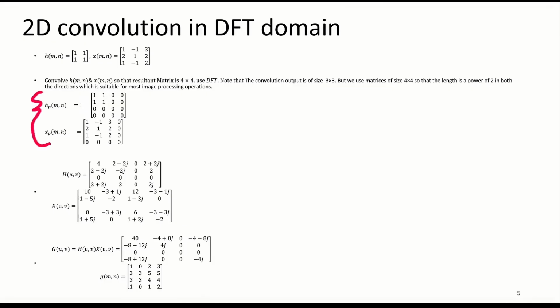Okay, so if I pad it with zeros just to make it 4 by 4, and here I also pad at the end. For this type of operation, always pad at the end. Then take the DFT of both, multiply term by term to get this, and then take the IDFT to get the signal back.